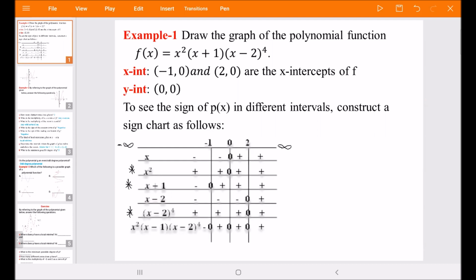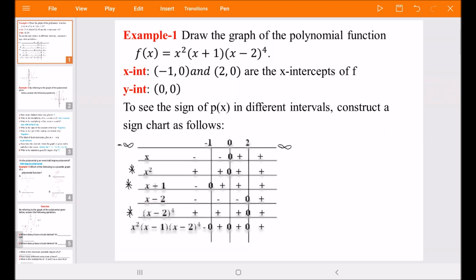Now what is left is the sign of f of x for values greater than 2. So take the product of the sign of x squared, which is positive, x plus 1, positive, and (x minus 2) to the power of 4, which is positive. So the product of three positive quantities produces a positive quantity.